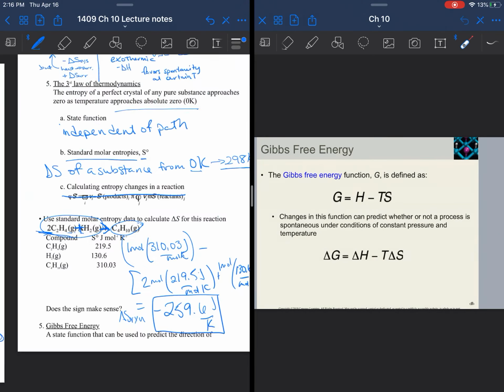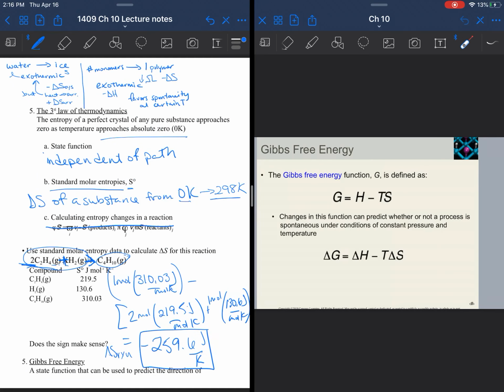Welcome to part 3 of chapter 10. We're going to keep talking about our thermodynamics state functions, and in this video we're going to introduce Gibbs free energy. So we've dealt with enthalpy, which is a capital H, entropy, which is a capital S, and Gibbs free energy, which will be a capital G.